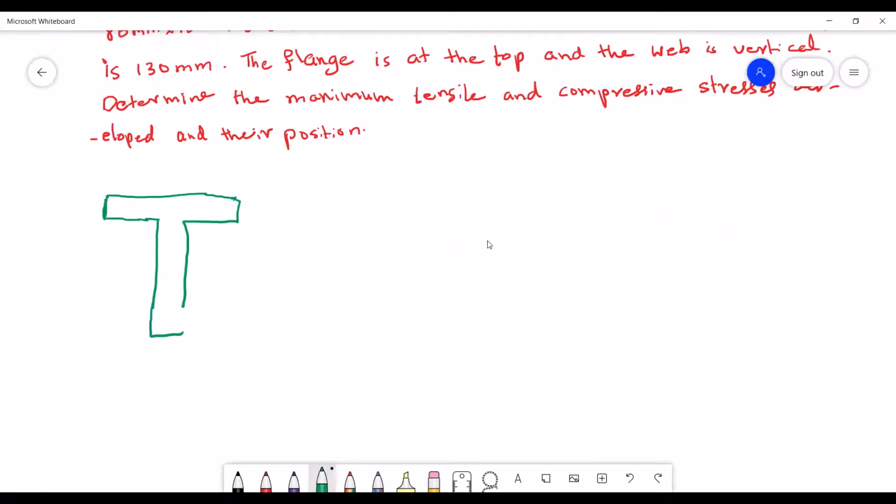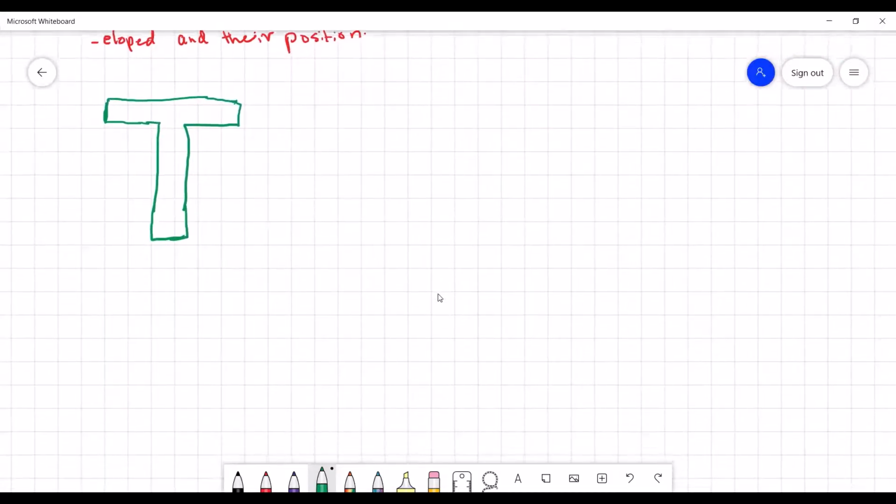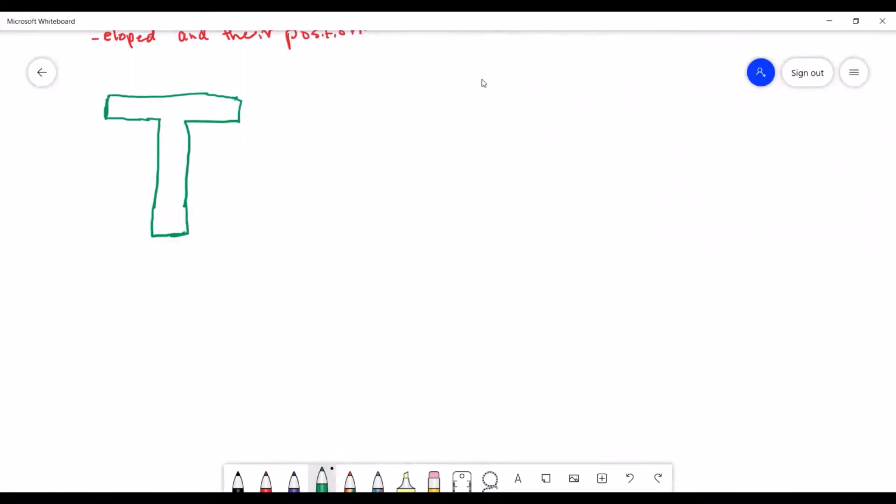So this is a section of that given cantilever. Then we have to find out the y bar, then only we can locate the yt as well as yc, because this section is not a symmetrical section. If it was a symmetrical section, the neutral axis would have to pass through the center. Here it is an unsymmetrical section. So we have to first find out the y bar.